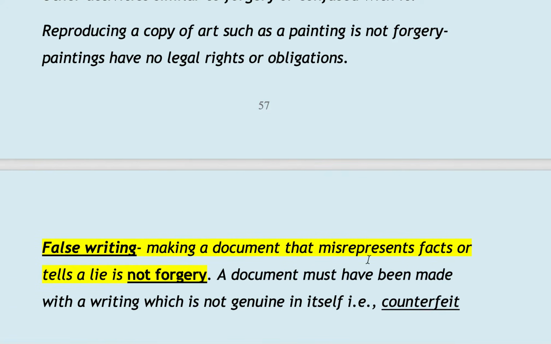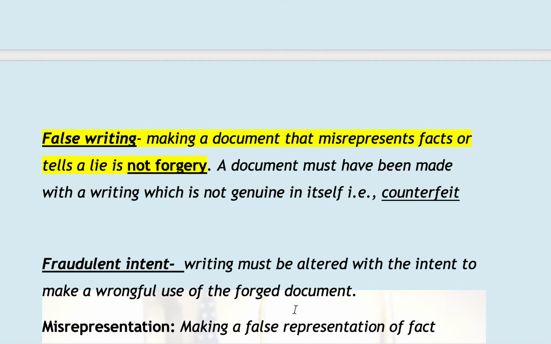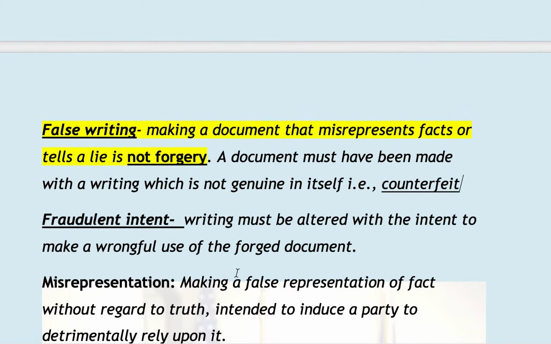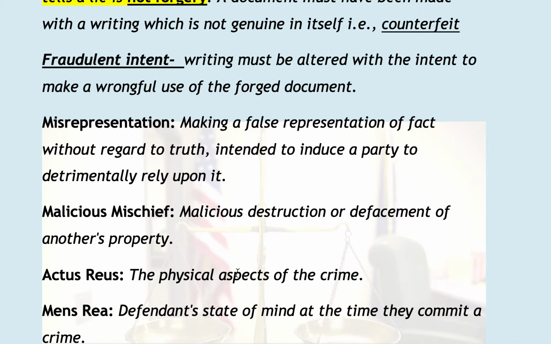Other activities similar to forgery, not to be confused with it, are reproducing a copy of art, such as a painting. That's not forgery. Paintings don't have legal rights or obligations. False writing, making a document that misrepresents facts or tells a lie, is not forgery. A document must have been made with a writing which is not genuine in itself, i.e., counterfeit. Fraudulent intent: a writing must be altered with the intent to make a wrongful use of the forged document.